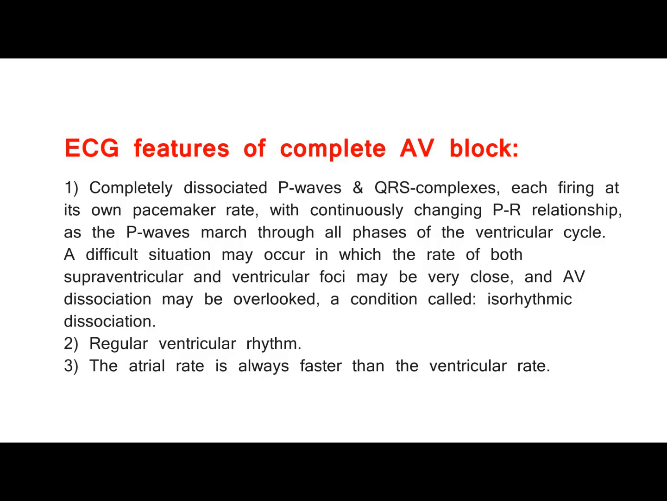A difficult situation may occur in which the rate of both supraventricular and ventricular foci may be very close, and AV dissociation may be overlooked, a condition called isorhythmic dissociation. 2. Regular ventricular rhythm. 3. The atrial rate is always faster than the ventricular rate.